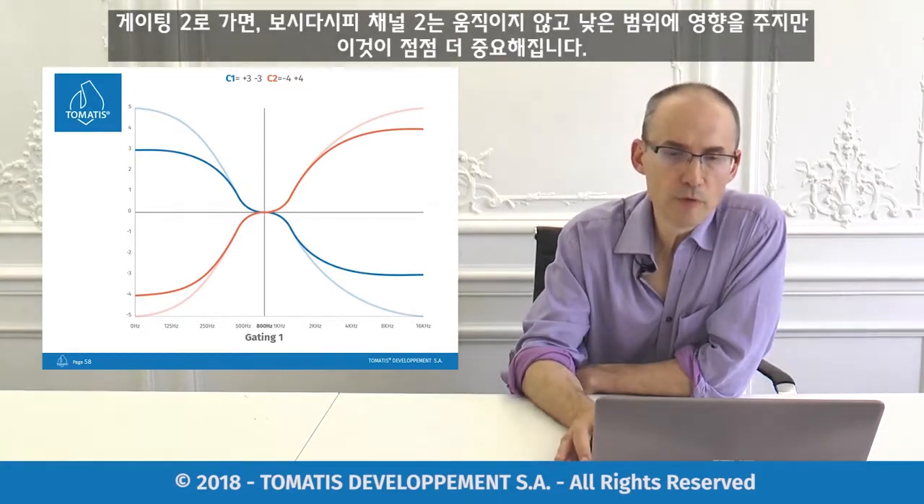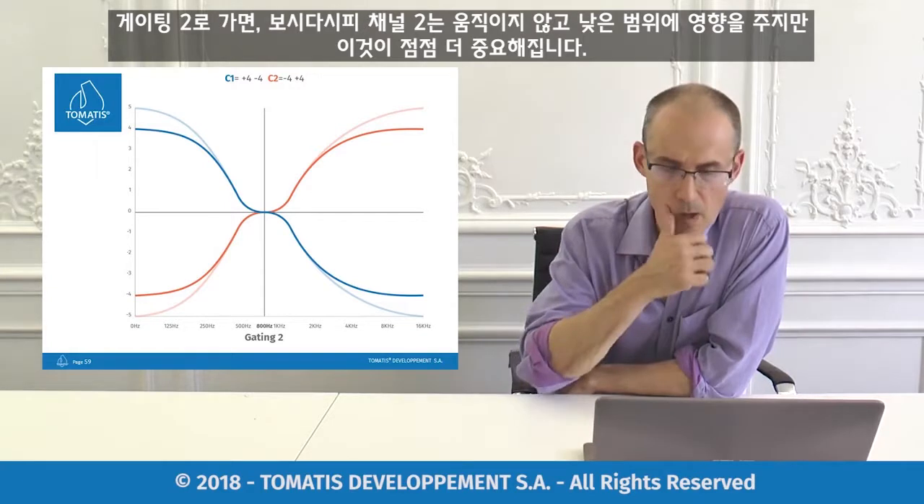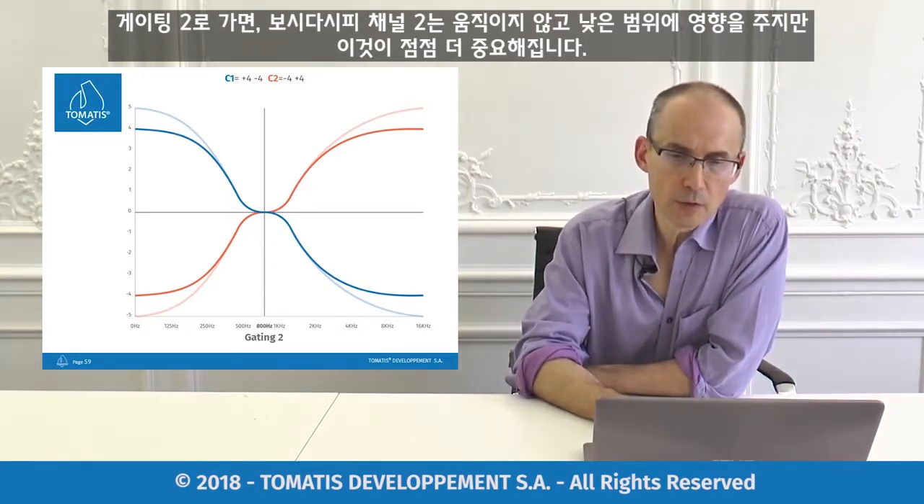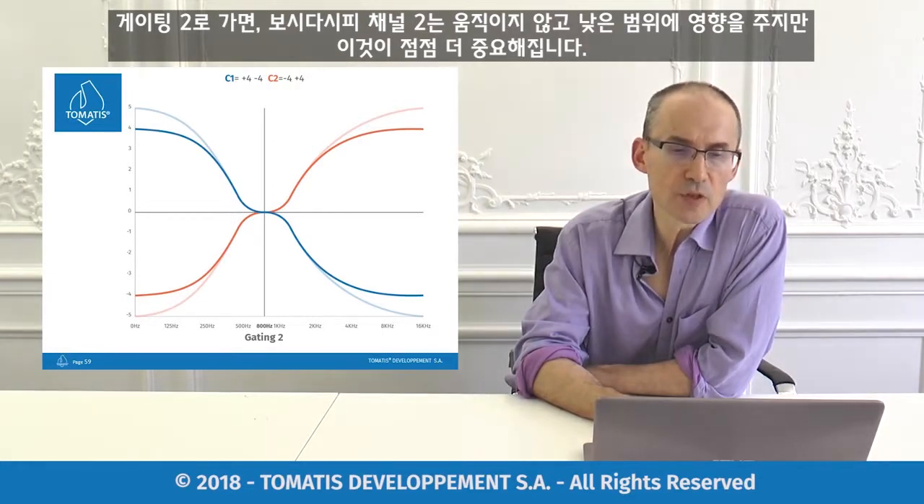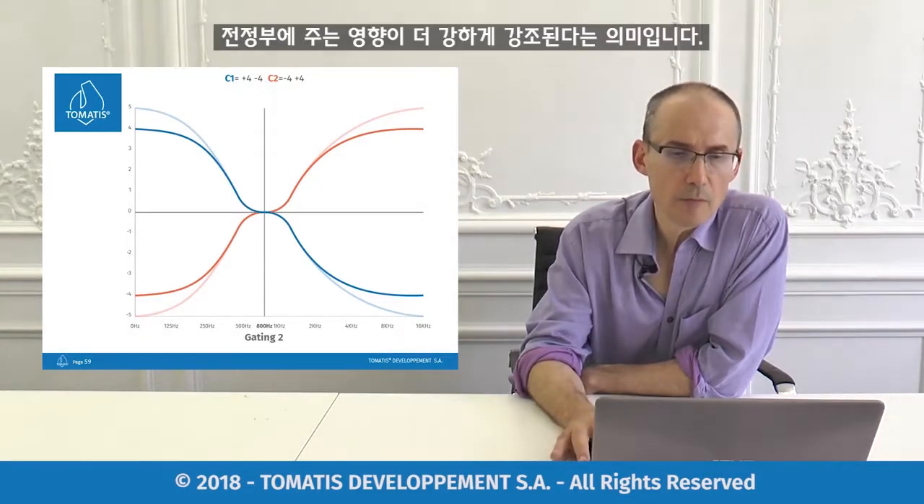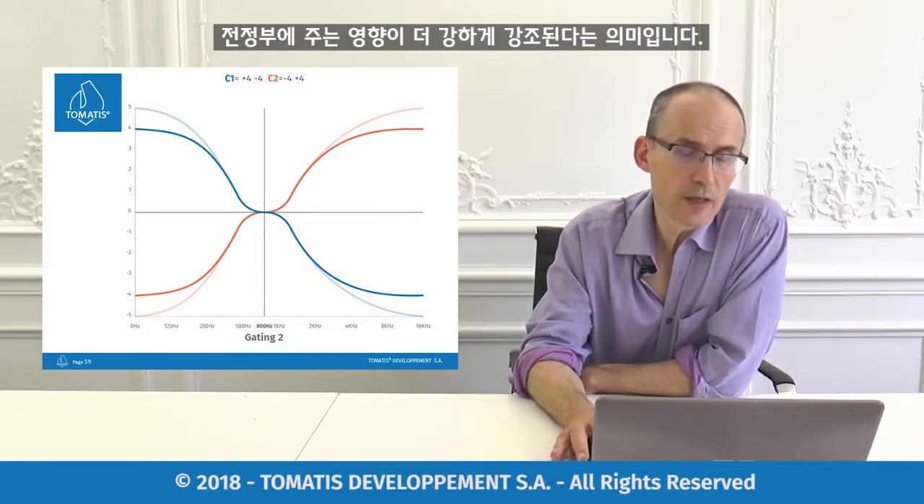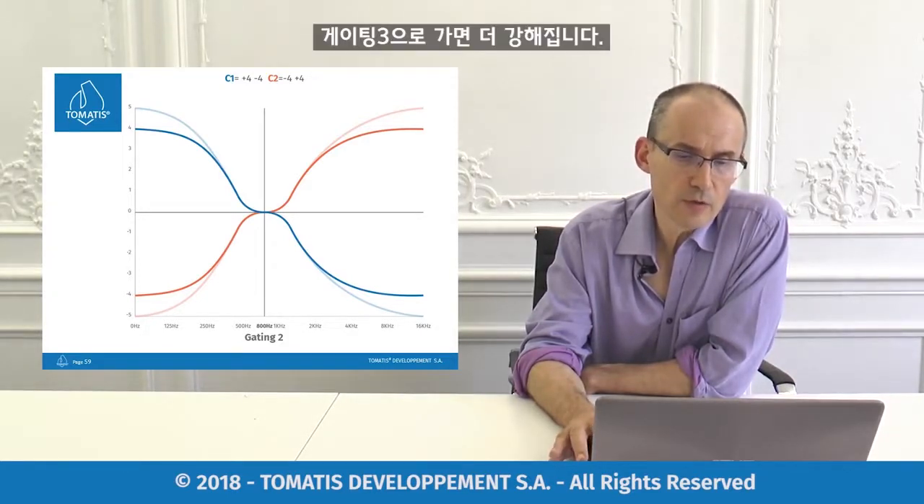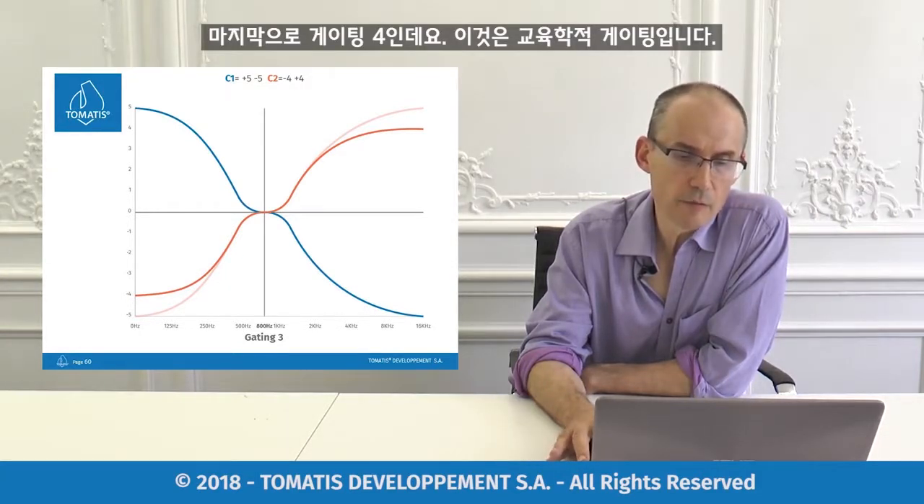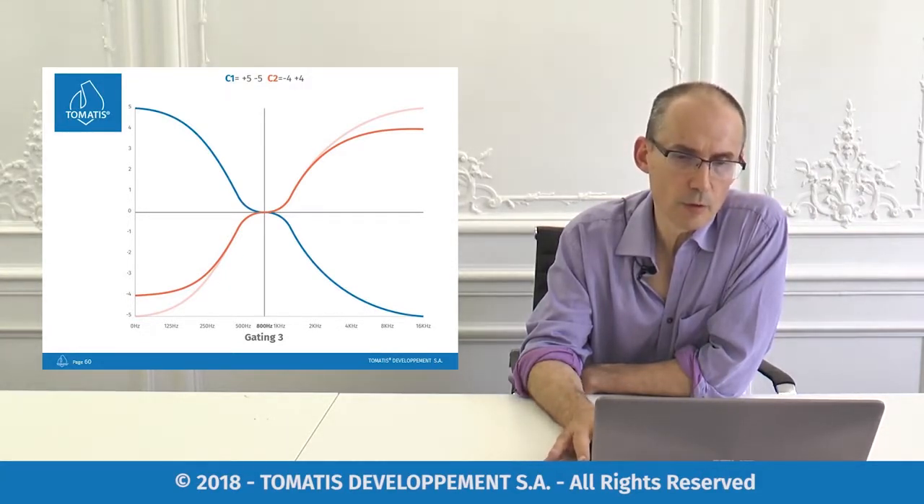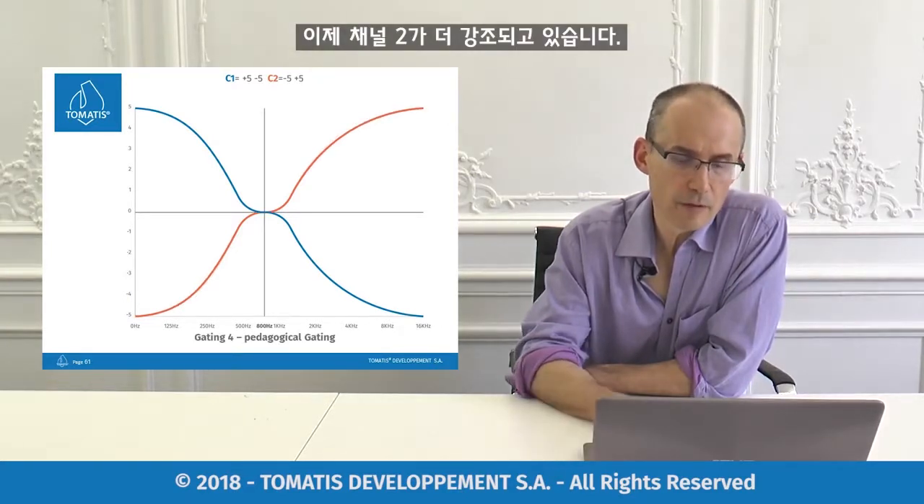And when we move to gating 2, as you can see, channel 2 doesn't move, but there's an influence of a low range that is getting more and more important, meaning that the emphasis on the vestibular work is getting stronger and stronger. If I move to gating 3, even stronger. And finally, gating 4 once again is pedagogical. Now we have more emphasis on channel 2.